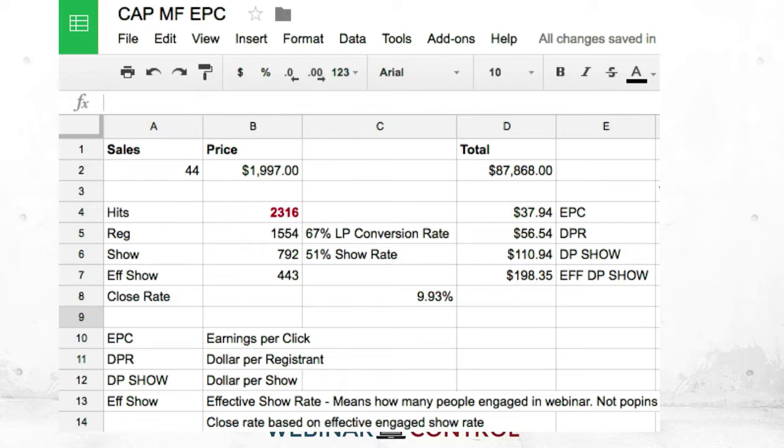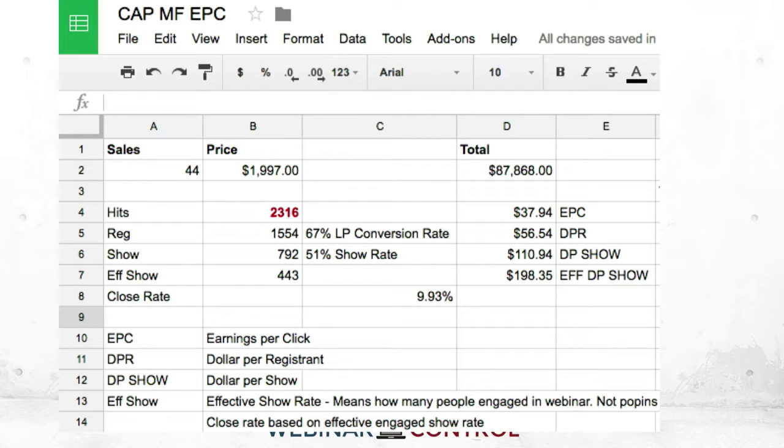We had 67% of the people convert, 1,500 people. We had a show rate of 51%. Most people get 20 to 30. With what I'm going to teach you, you get a 51%. We had 790 people come in and out, but the engaged people were 443. We had a 9.93% closing rate, but what I want you to look over is where you see the EPC, earnings per click, $37.94, all right?